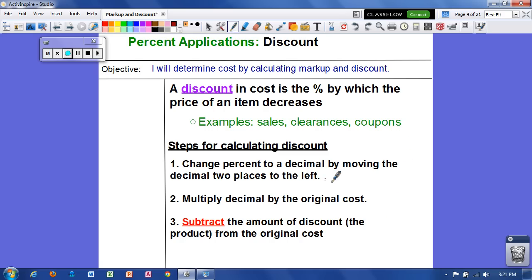So whenever you're calculating a discount, you're going to do the same steps as you did for a markup. The only difference is in step 3. First of all, you change your percent to a decimal by moving to the left, because we paddle to the left. You multiply the decimal by the original cost. That's going to tell you what your discount is. Now since it's a discount, you subtract the discount from the original cost. And let's do some examples together.